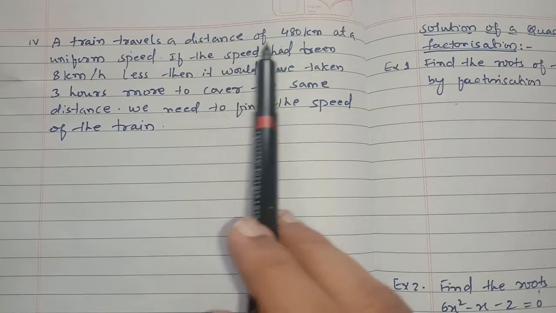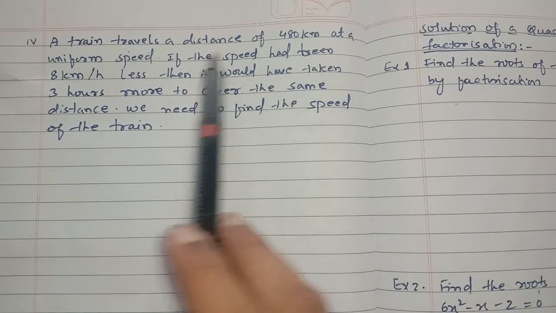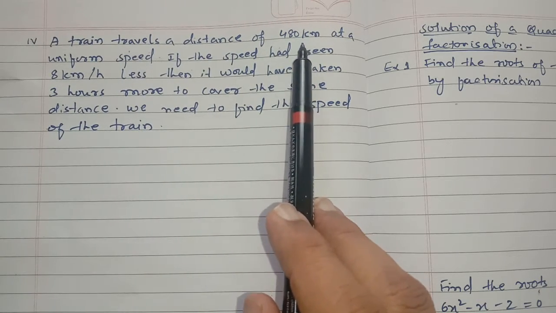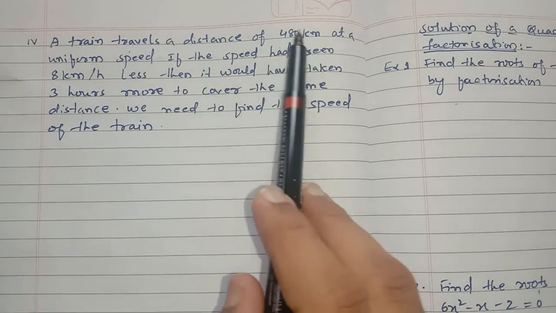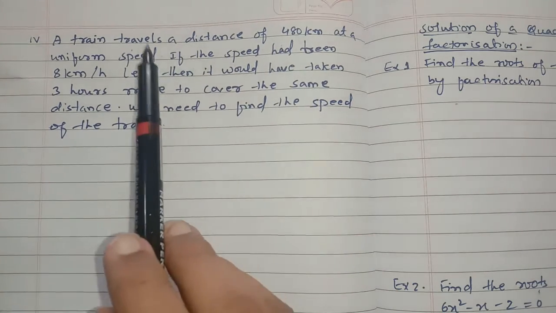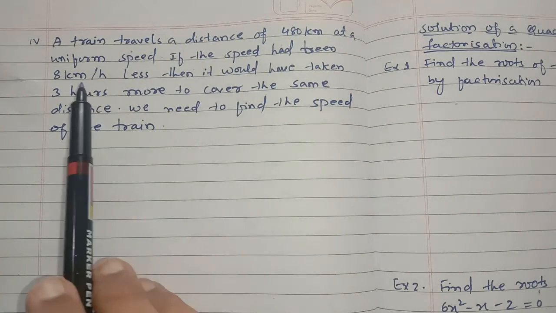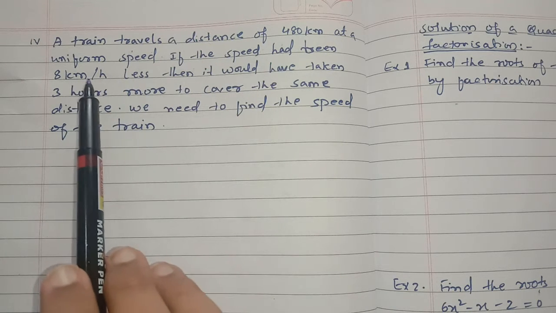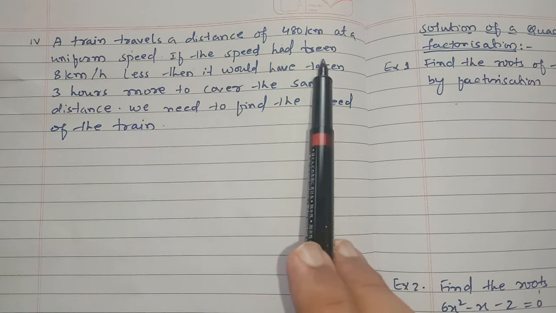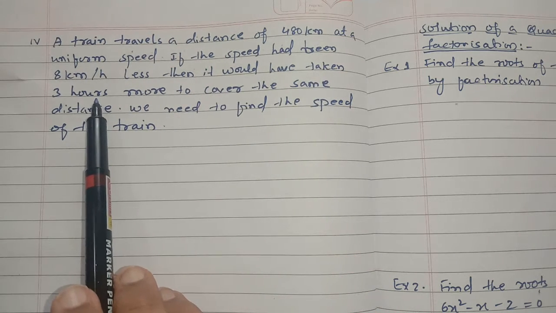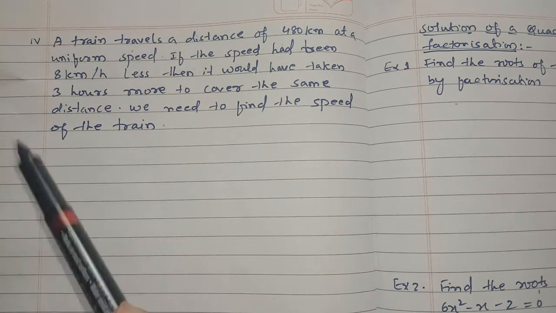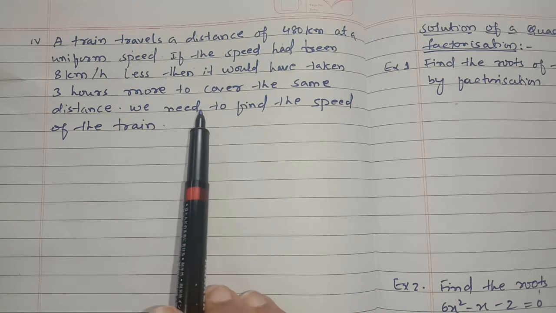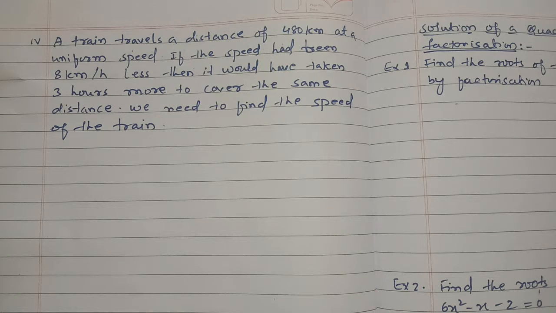A train travels a distance of 480 km at a uniform speed. If the speed had been 8 km per hour less, then it would have taken 3 hours more. When speed is less, the time taken will be more. Students, keep in mind, to cover the same distance we need to find the speed of the train.